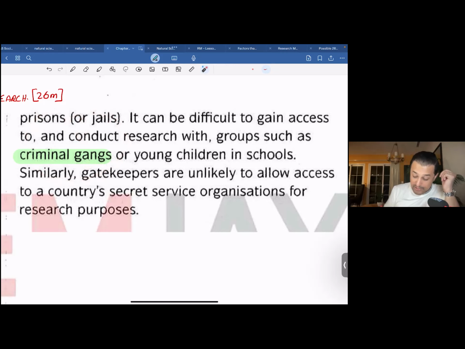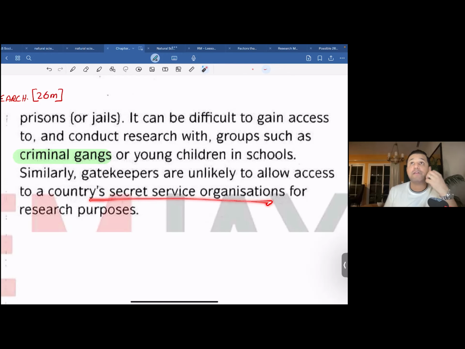So similarly, gatekeepers are unlikely to allow access to a country's secret service organization. Now, there are limitations. It depends on what you want to study, what group you want to conduct research on, what institution you're trying to seek data on, right?